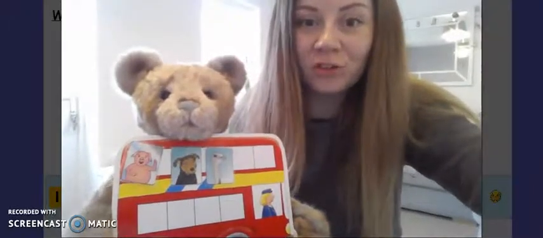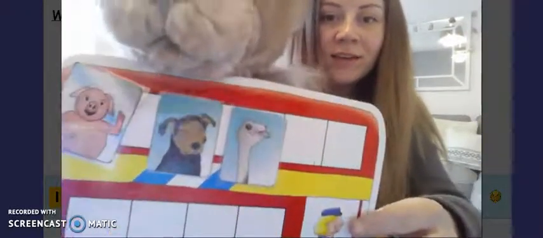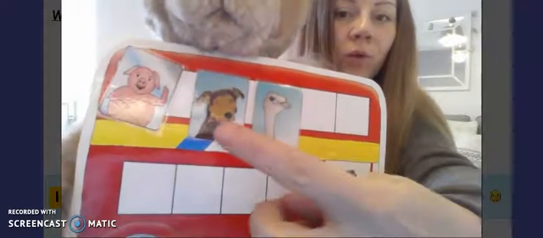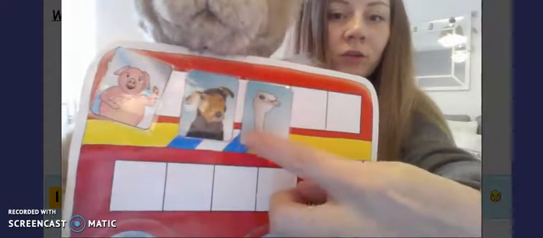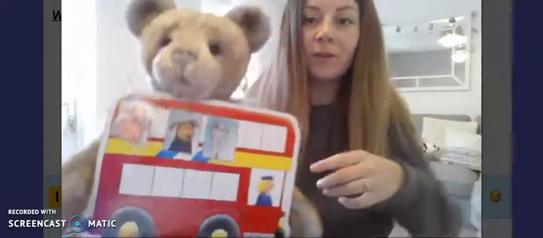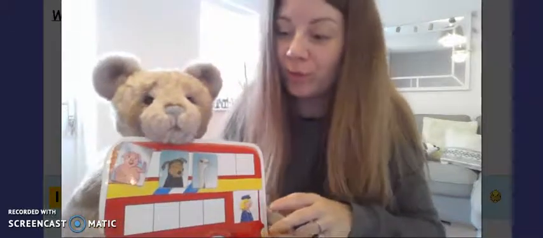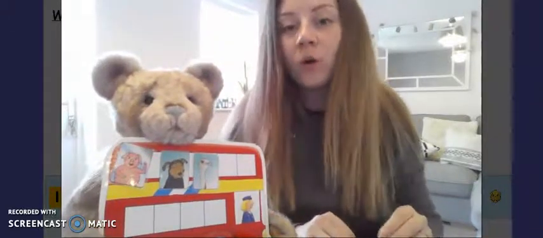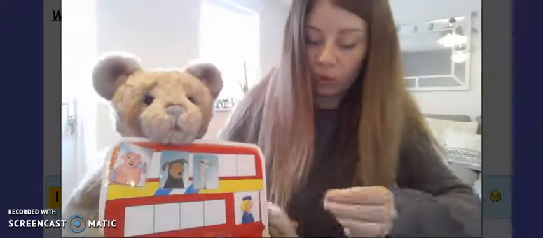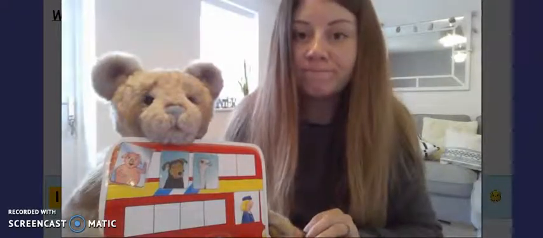Right, we've got some passengers who have joined us on the bus. Can you see? Shall we count them? We've got 1, 2, 3 people on the bus, or animals on the bus. Now, one more is going to get on. We have 3. What's one more than 3?